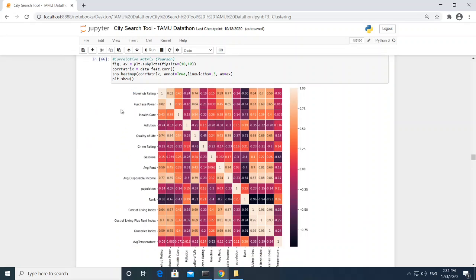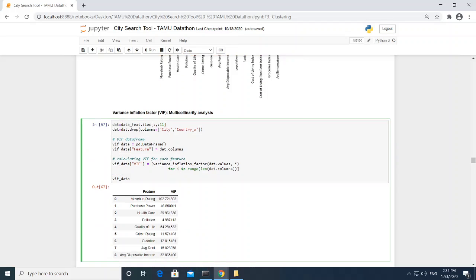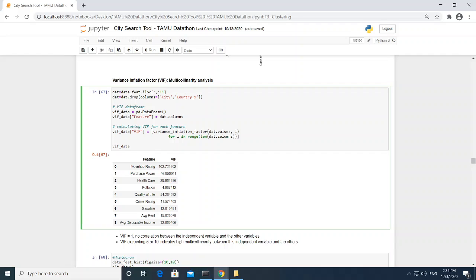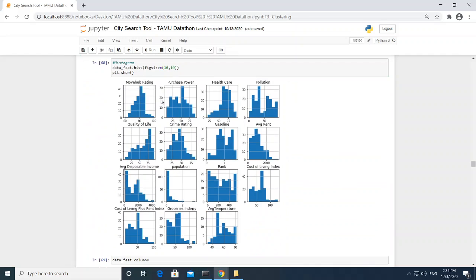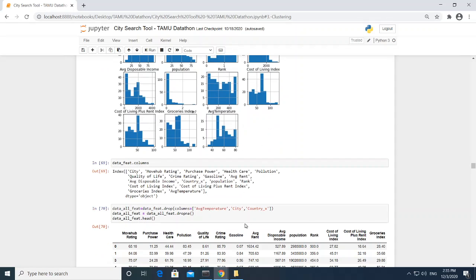We plotted here the correlation matrix, again to observe if there was any potential multicollinearity between features. Here, we computed the variance inflation factor for the multicollinearity analysis. We decided to plot the histograms because we also wanted to observe if we had a Gaussian distribution in each one of our predictors or features.